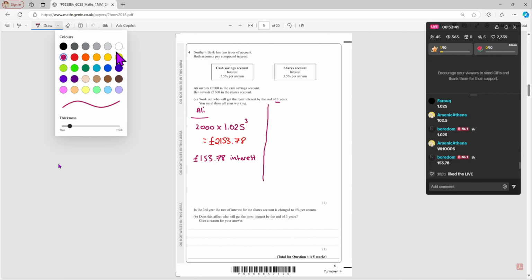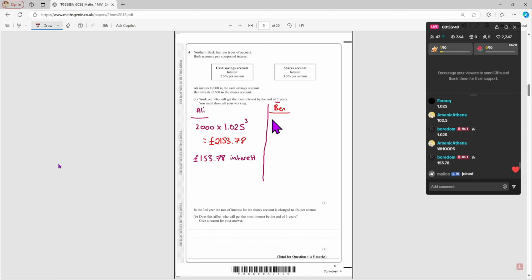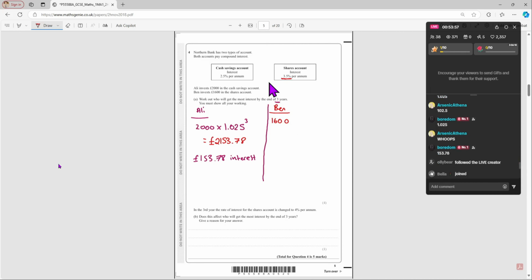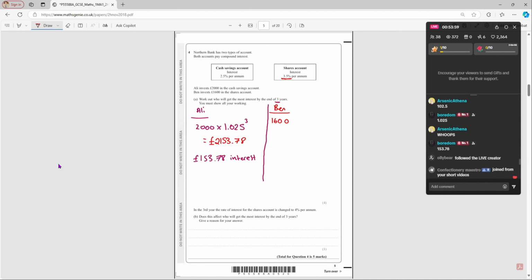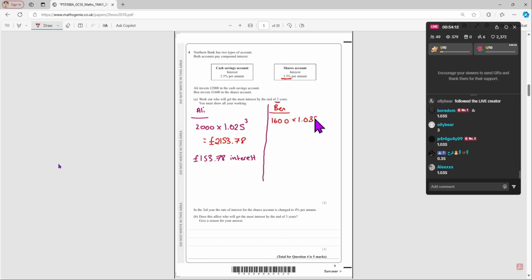With Ben, he invests £1,600 into the shares account. So we start with £1,600, and the interest rate for the shares account is 3.5%. In the chat, what's going to be our multiplier? If we're increasing by 3.5%, remember, interest is when we increase it, so it's going to be 1.035. Well done, guys. And remember, it is for 3 years, so it's going to be to the power of 3.